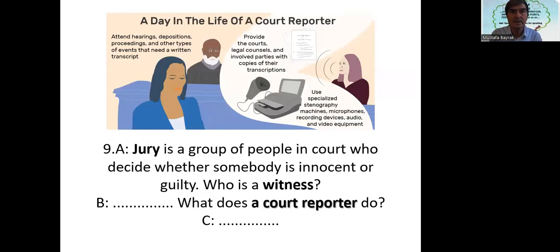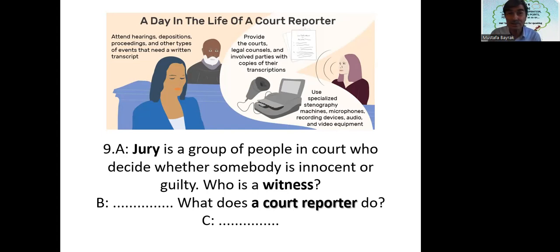Now, a day in the life of a court reporter. What does a court reporter do? Okay, let's see. A jury is a group of people in court who decide whether somebody is innocent or guilty. Who is a witness? A witness is the person who says that he or she has seen, has observed the illegal action while it was being committed.